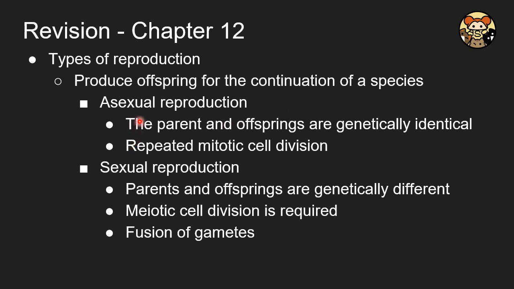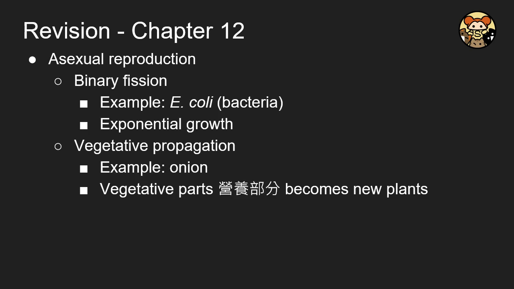One type is asexual reproduction, and another type is sexual reproduction. For asexual reproduction, the parents and the offspring will be genetically identical, which means they're the same, and they need to undergo mitotic cell division, which you learned in chapter 11. For sexual reproduction, the parents and the offspring will be genetically different, and it also requires the fusion of gametes, that is, the male gametes and the female gametes come together.